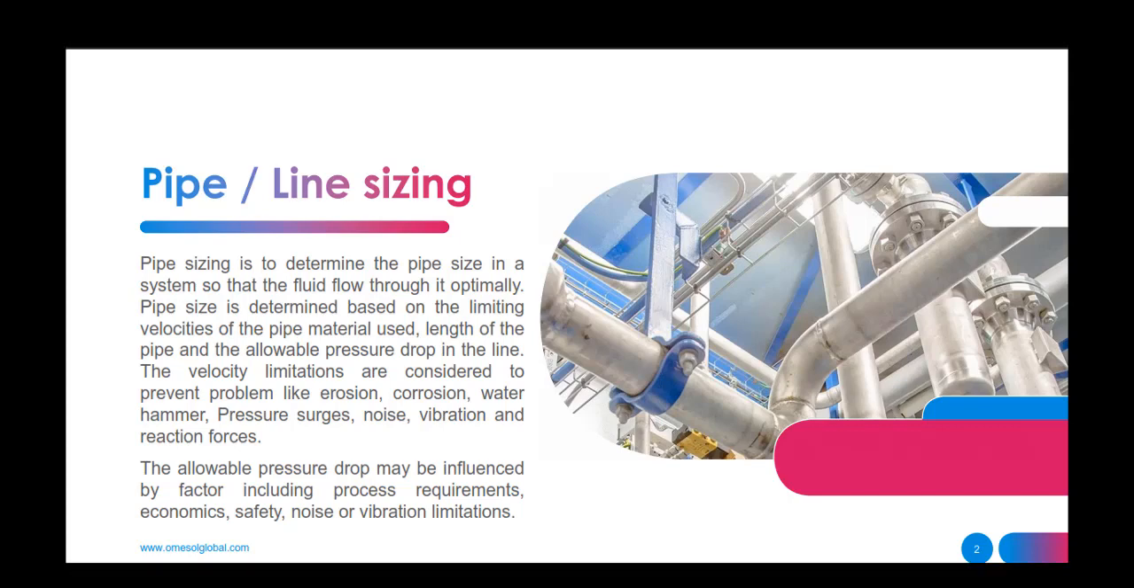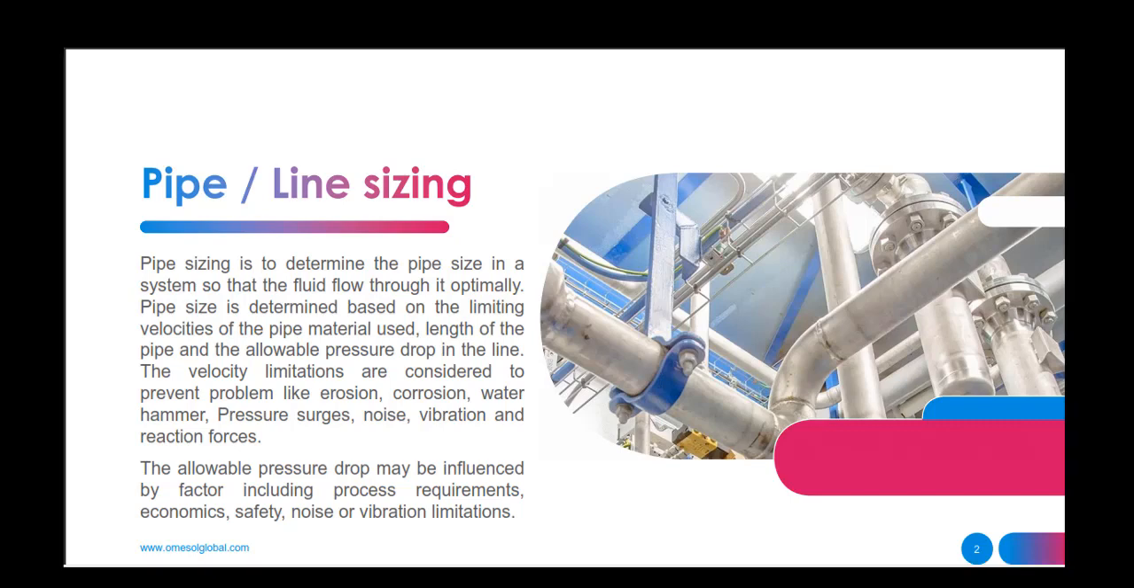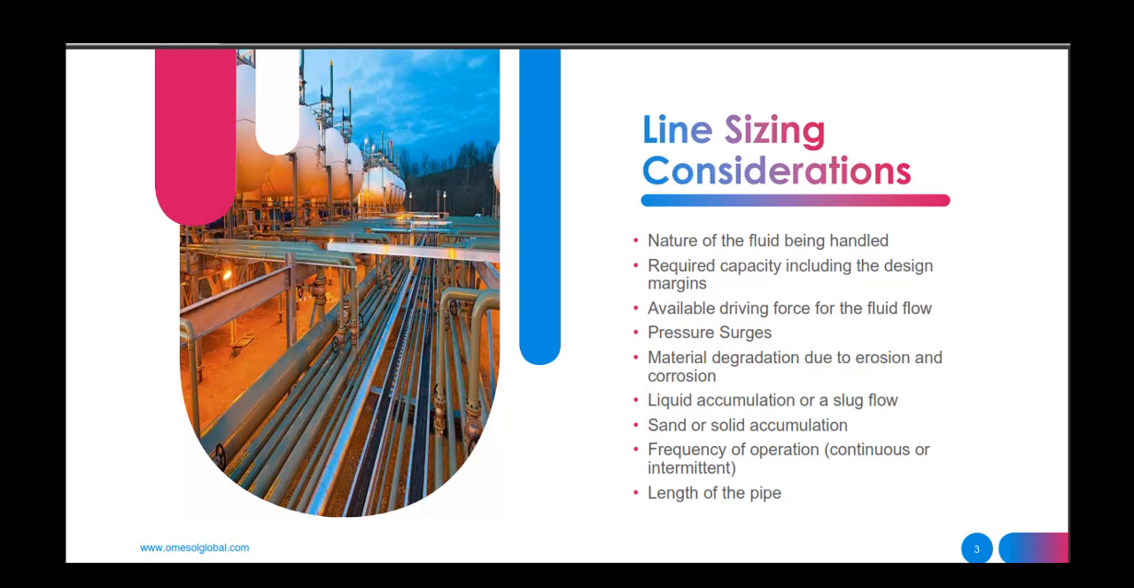The velocity limitations are considered to prevent problems like erosion, corrosion, water hammer, pressure surges, noise, vibration, and reaction forces. The allowable pressure drop may be influenced by factors including process requirements, economics, safety, noise, or vibration limitation. The following considerations shall also be made when determining the size of a line or a pipe.